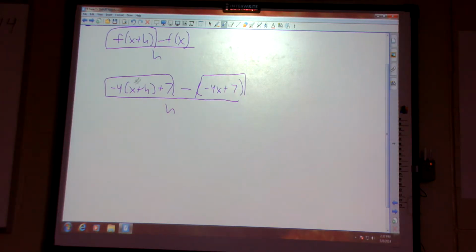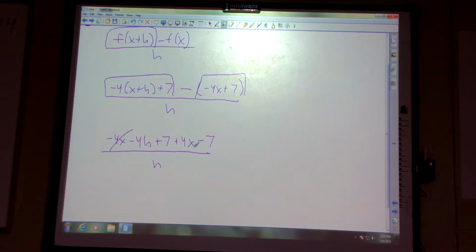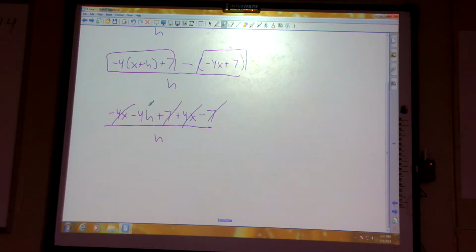Okay, let's clean this up. Distribute. Negative 4x minus 4h plus 7 plus 4x minus 7 all over h. Oh, word of caution, do not drop the h. I know we don't really use it till the end, but if you drop the h, I'm marking it wrong. Because you're dropping all your x values then in your slope. So no, no, no. Cancel, cancel. Cancel, cancel. Which is awesome because everything that's left better have an h. So I'm really left with negative 4h over h, which is cancel, cancel, negative 4.